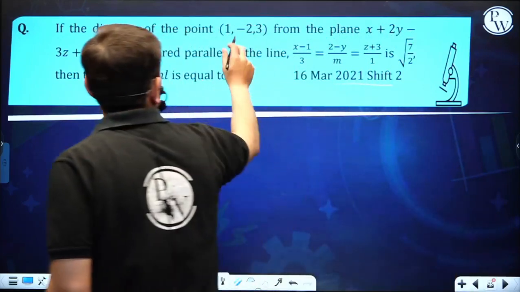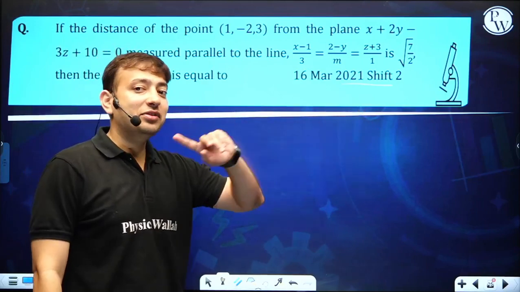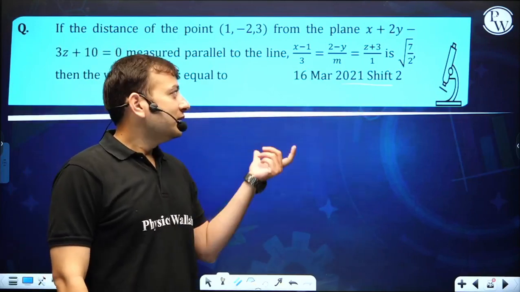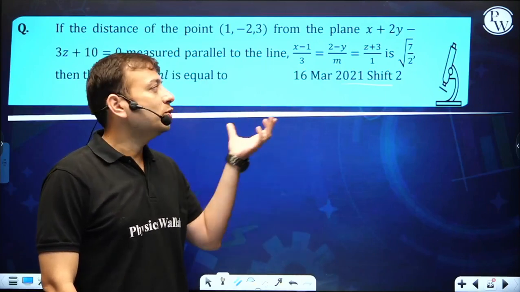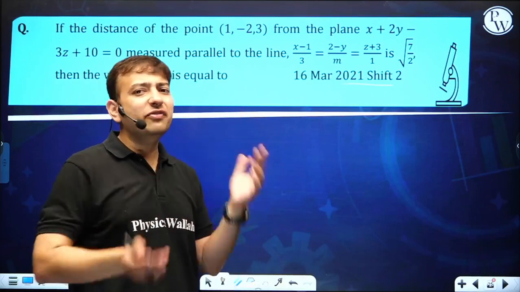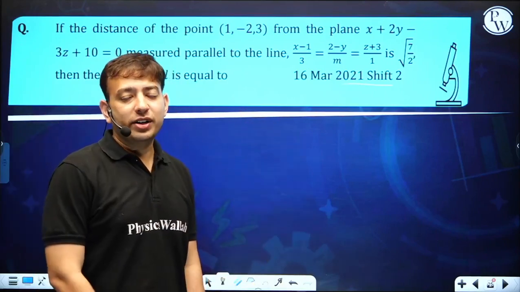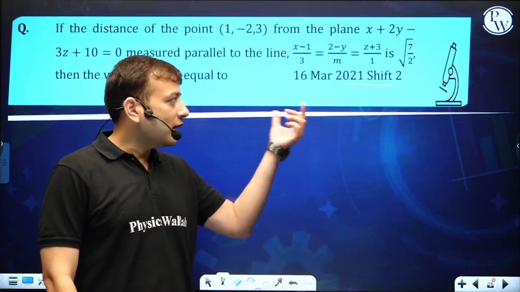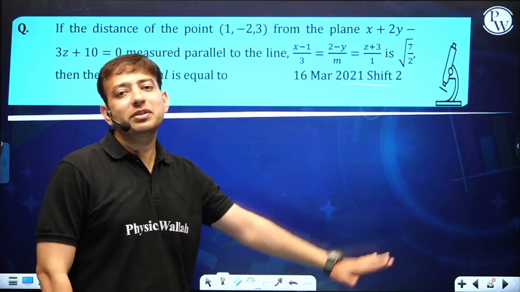If the distance of the point from the plane measured parallel to this line, we solved this kind of question. See, sir, in our basic notes, we do a lot of research and keep only those kind of questions which come in exams. There are fixed patterns. There are not so many questions on 3D geometry. So if you understand and solve those kind of problems, automatically the problems coming in the exam will be similar.